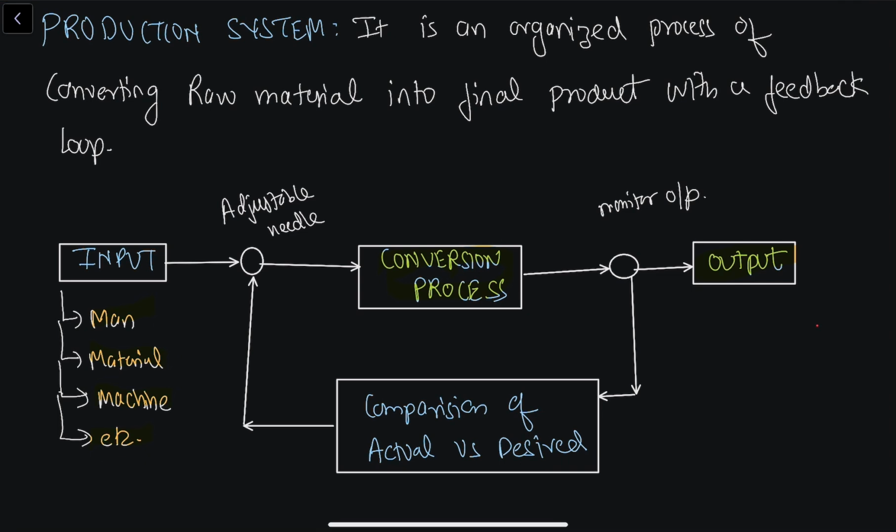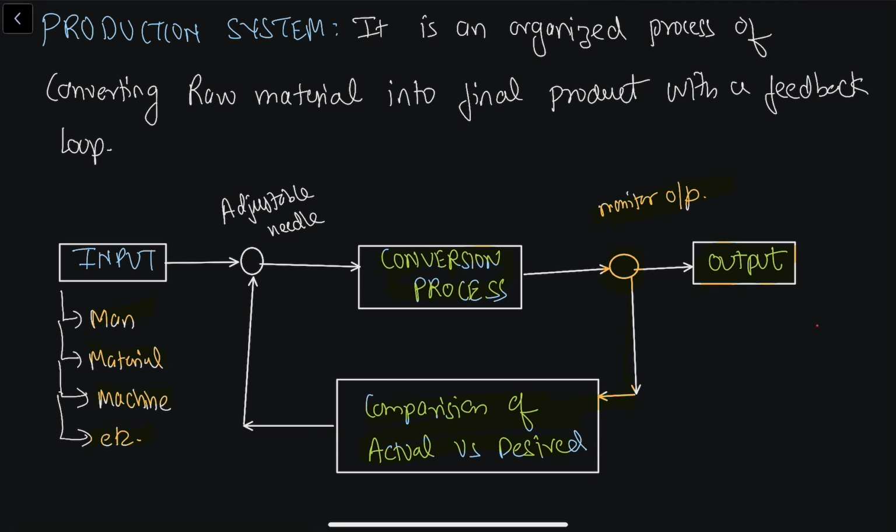A production system has a monitored output. Here, monitoring happens, and they compare the actual versus the desired. Let's suppose I build a nut, and now I'm checking the nut quality. Is it good quality or bad quality? If it's good quality, then we take it as output and it goes to some other place where it will be required.